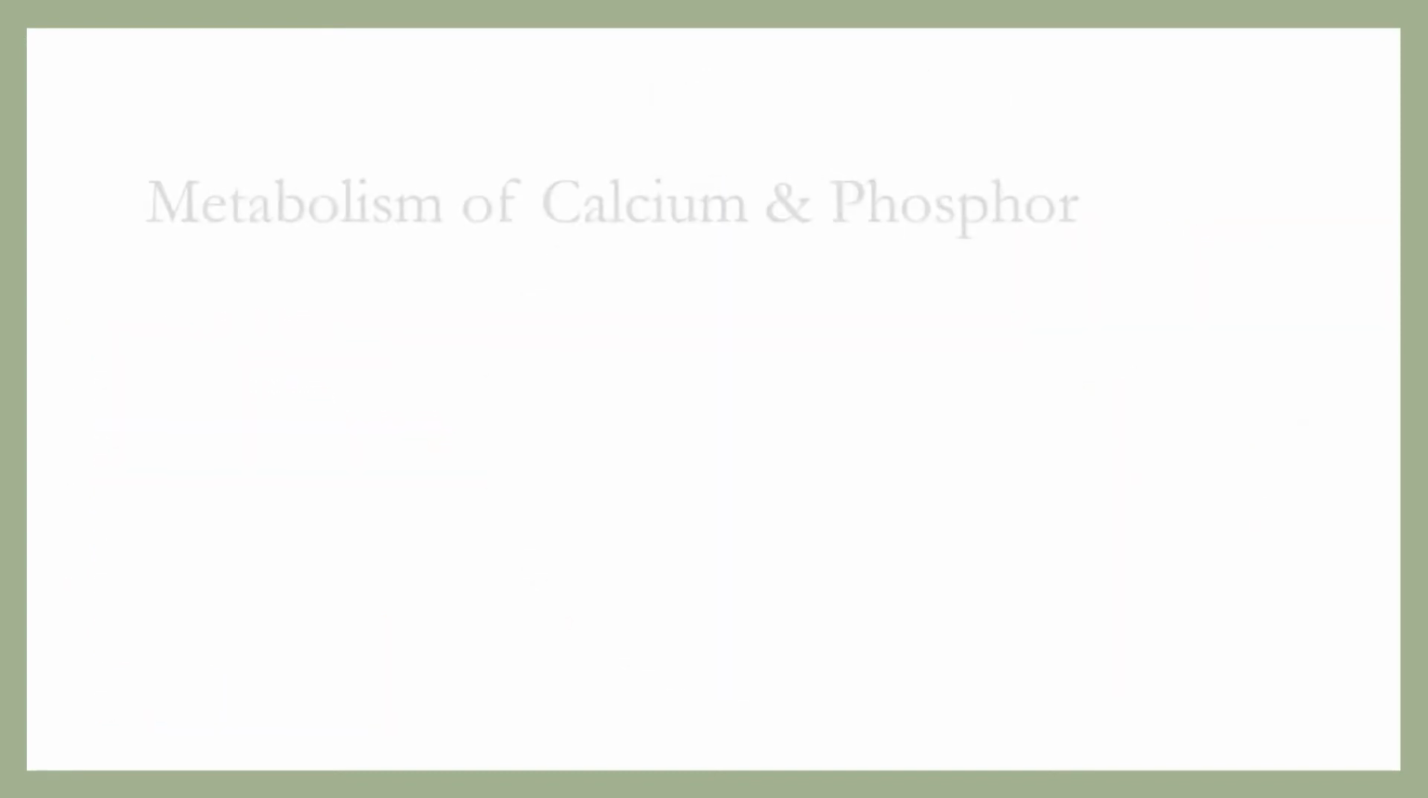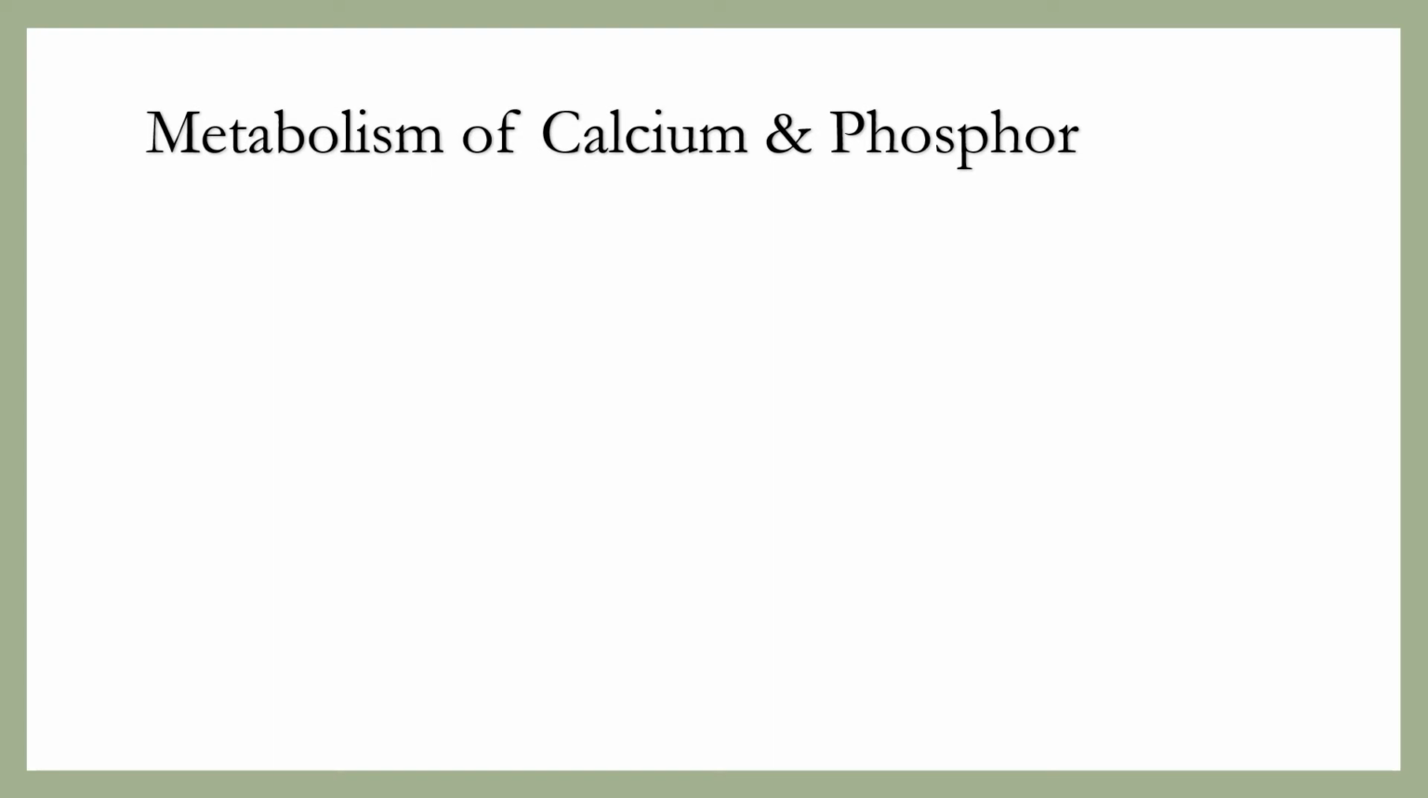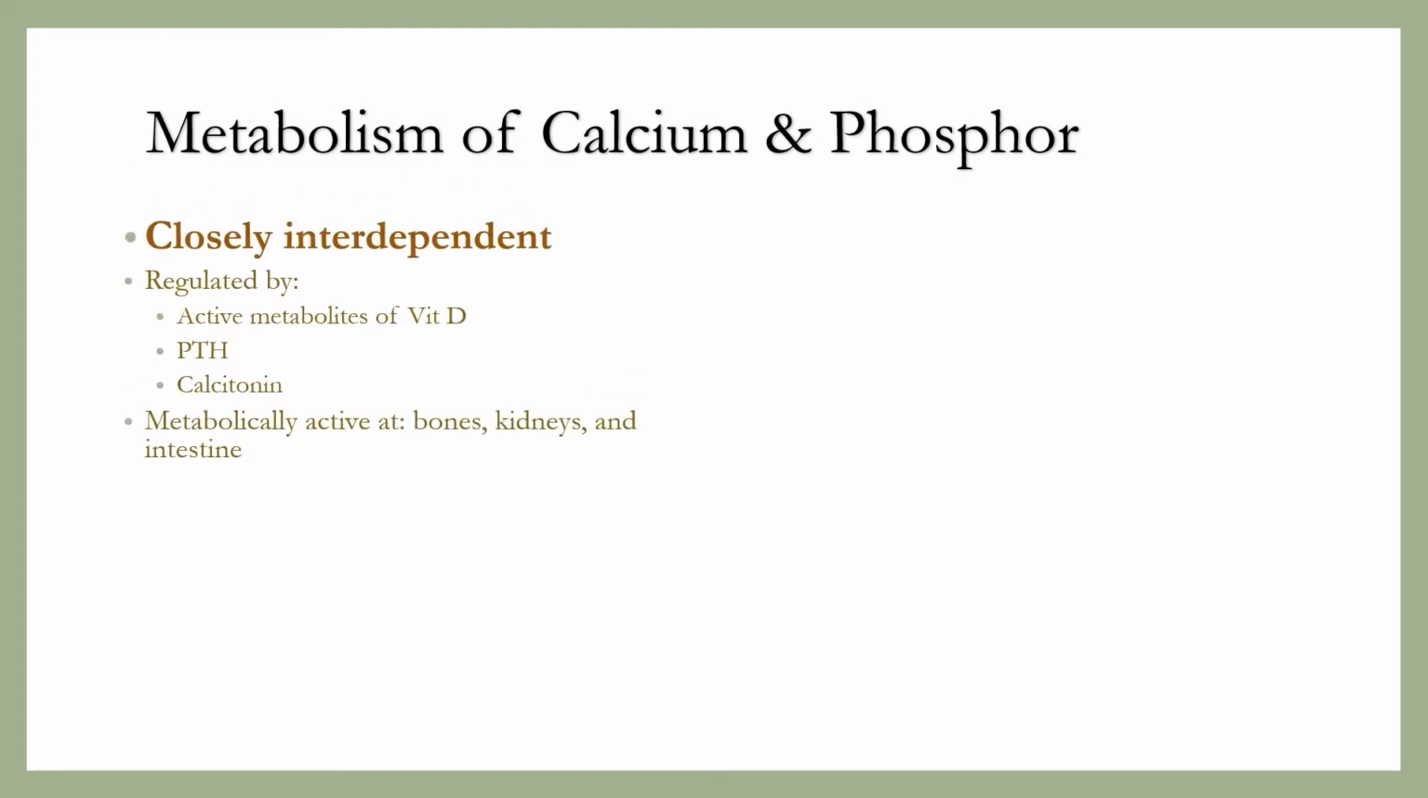Metabolism of calcium and phosphorus. The metabolism of calcium and phosphorus is closely interdependent. Both are regulated by active metabolites of vitamin D, parathyroid hormone, and calcitonin. These hormones are metabolically active at bones, kidneys, and intestine.